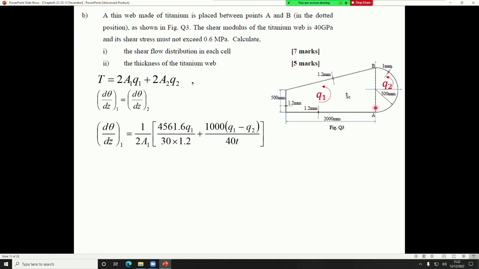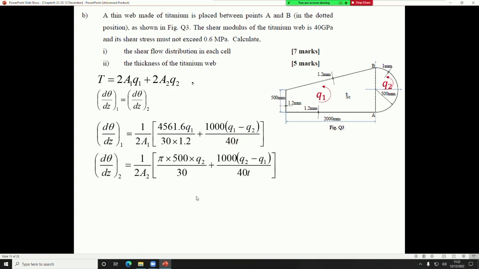Now we move on to the vertical panel. The height of the vertical panel is 500. The shear flow in the vertical panel is the difference between these two. Assuming Q1 is bigger, in the first cell Q1 must be positive, Q2 negative, divided by the thickness T, which is this thickness, and its shear modulus.